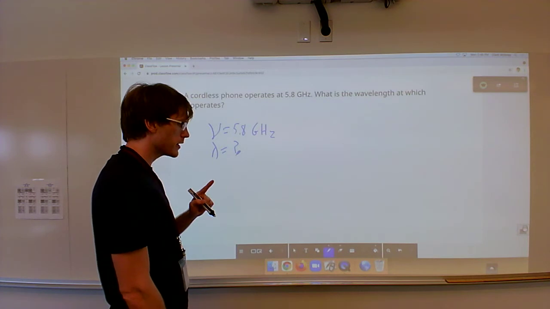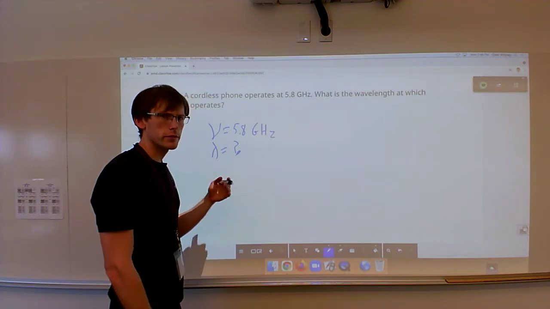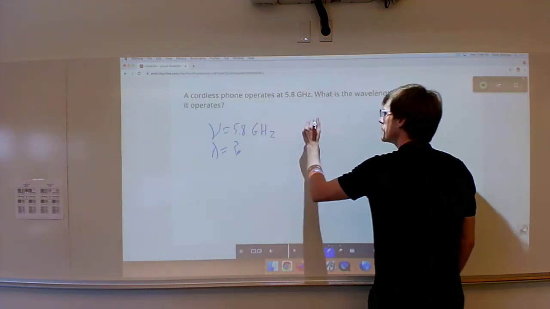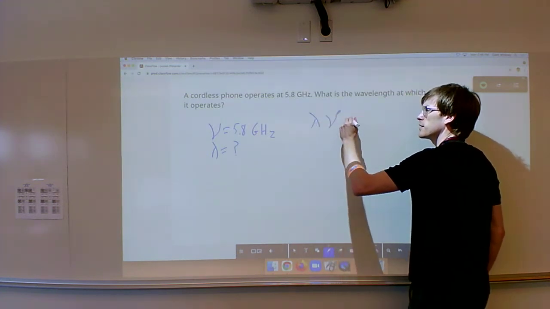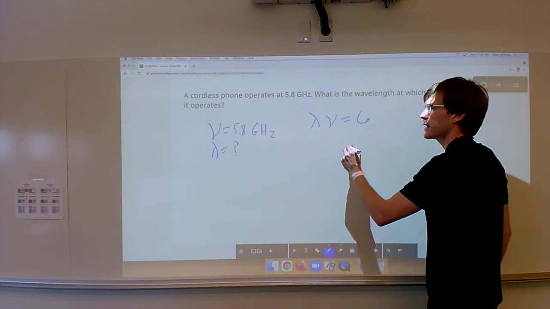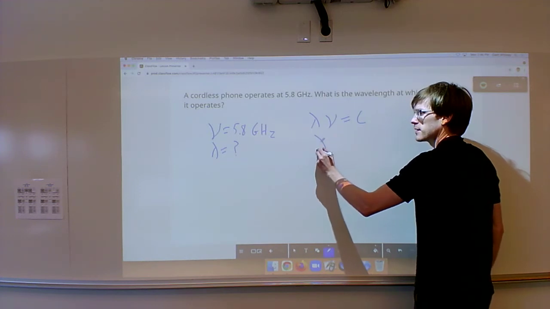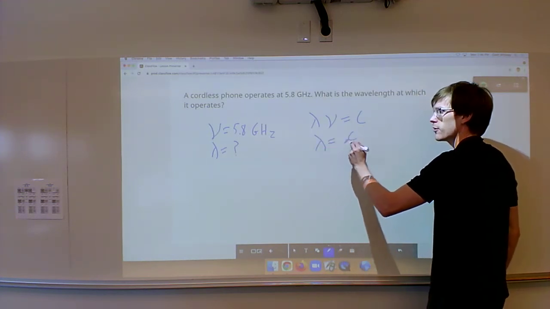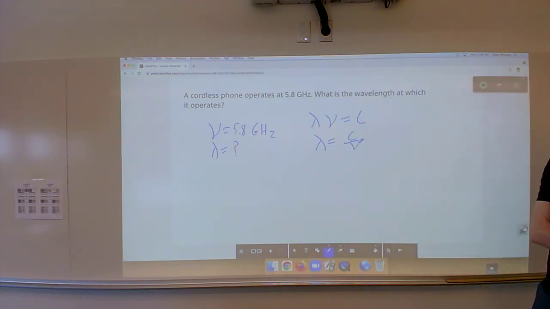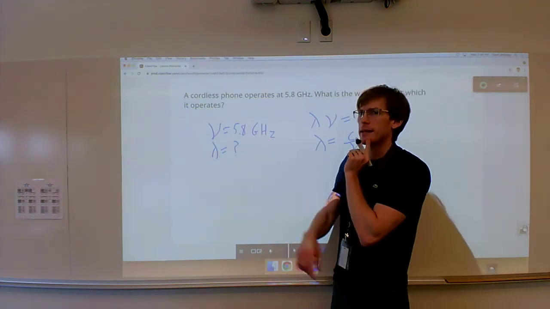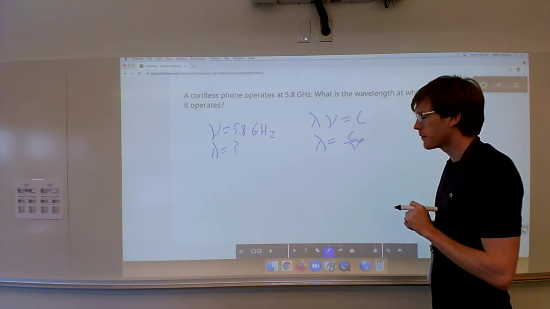And there is that equation: c equals lambda nu, or lambda nu is equal to c. So I'm just going to write lambda times nu is equal to c. And I can rearrange this because I'm solving for lambda. So lambda is equal to c over nu. Trouble is, I've got 5.8 gigahertz, so I'm going to have to convert that to hertz, which is entirely manageable.